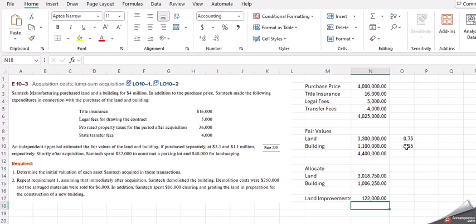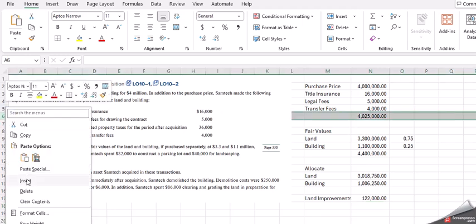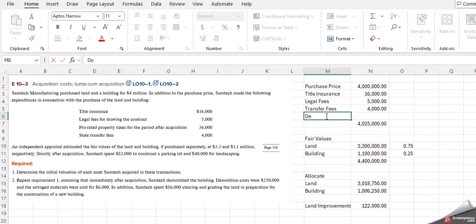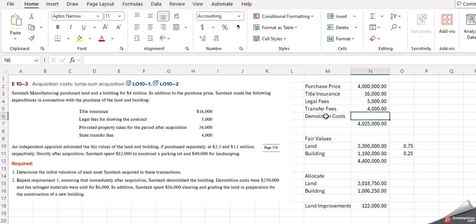Then if there were additional costs for number 2, if we had those demolition costs, and so if I go up here, I'm just going to adjust my total up here. So I'll just redo it here. If we had these demolition costs to get the land ready for our intended use, we would add those in here.